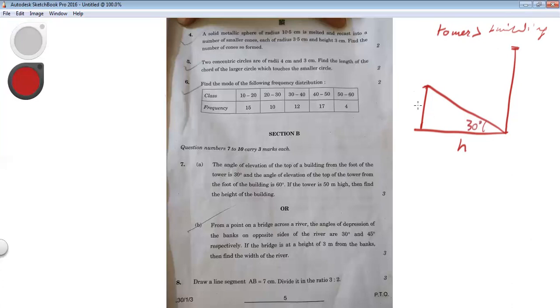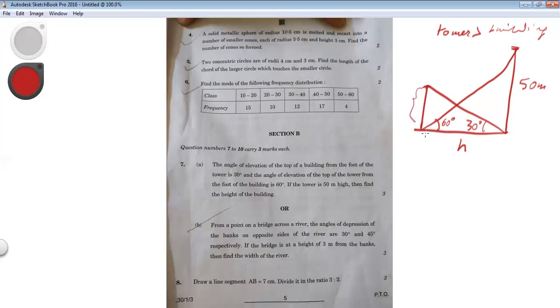Okay, top of the building from the foot of the tower is 30, and the angle of elevation of the top of the tower from the foot of the building is 60. This is 60 degrees. Right, now I just say that if the tower is 50-meter high, this is 50-meter high, right, and find the height of the building. You need to find the height of the building.